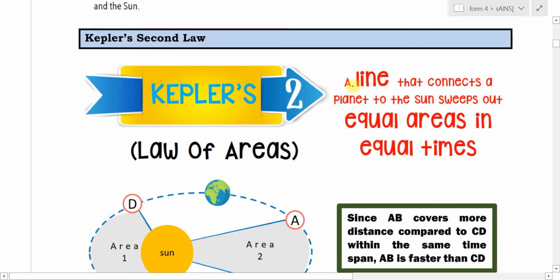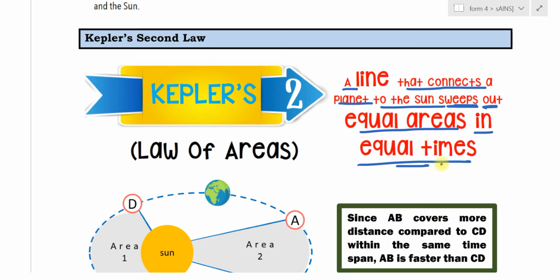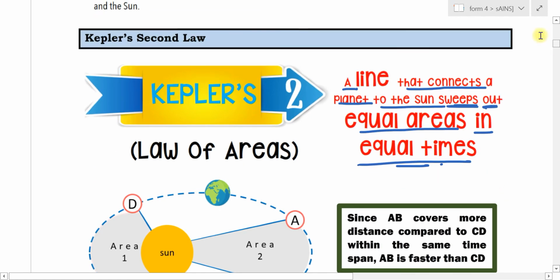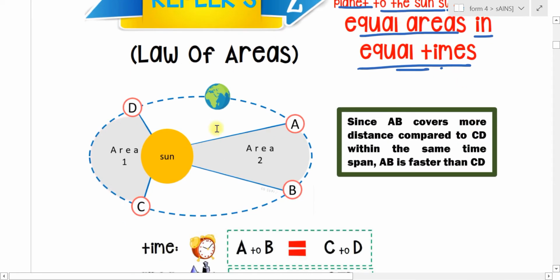Okay, a line that connects a planet to the sun sweeps out equal area in equal time. Apa maksud dia? Okay, at first glance you might not understand. Okay, let us go through this.